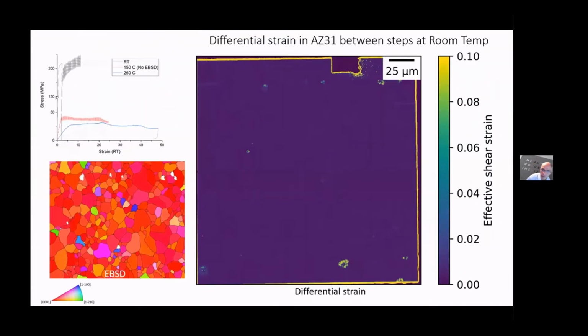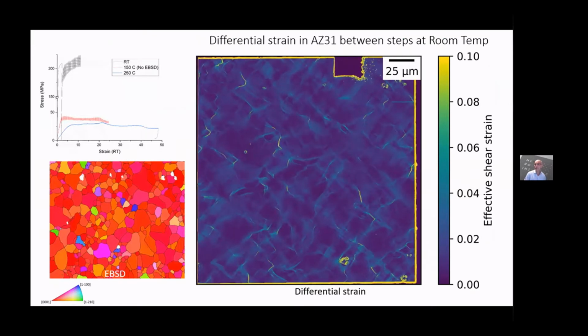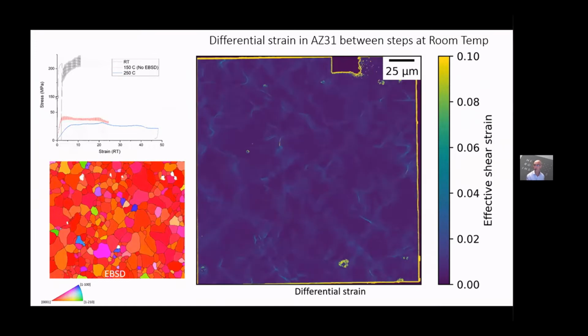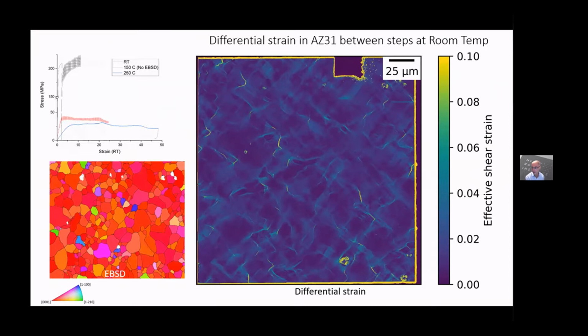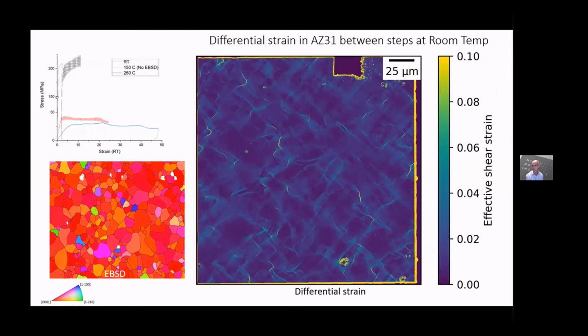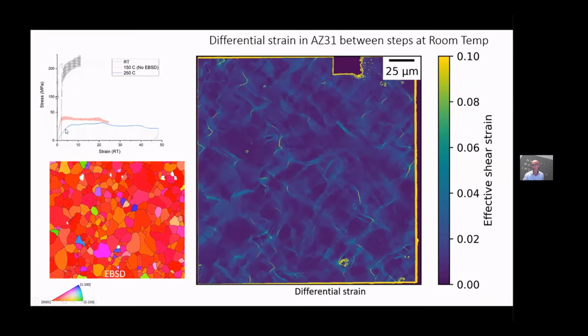I wanted to show you just one example from that, and that's what we've been doing looking at AZ31. We carried out a number of experiments, and I'm going to show you just two. One looking at the deformation at room temperature, and then one looking at the deformation at 200 degrees centigrade. At room temperature, what I'm showing here is the differential strain, so this is the strain between successive images.